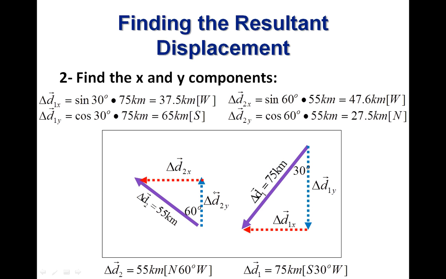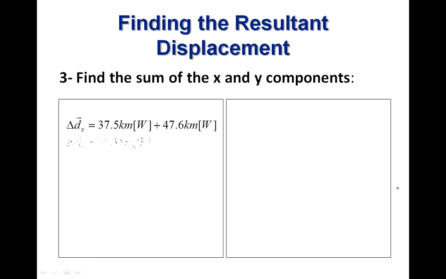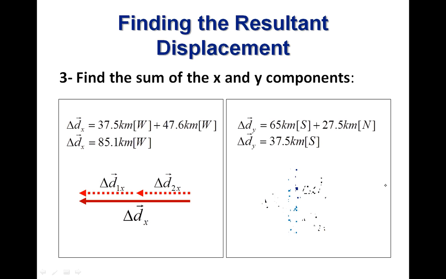So here the adjacent side is d2y, so you can use cos. And the opposite side is d2x. I'm going to be using sine. So we've got these different components. Now that I have those components, we're going to find the sum of them. So I'm going to find the sum of the first and second component in x. And we have one overall x that we get. So we're going to end up with 85.1 kilometers to the west.